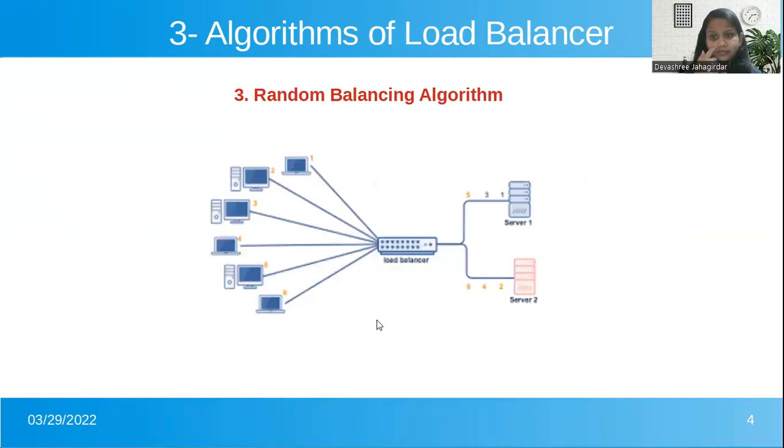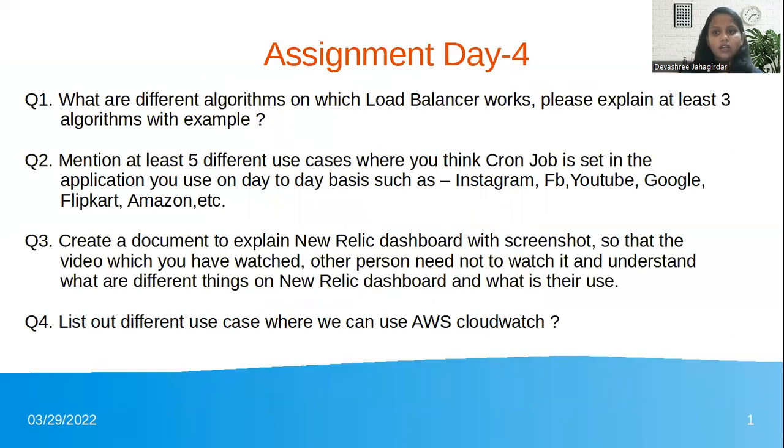Now moving to the random balancing algorithm. The name itself suggests the load balancer will forward the request to a random server, right? The load balancer uses a random number generator to generate a number, and then it sends the request to the server. So these are the 3 algorithms: round robin algorithm, least connection algorithm, and random algorithm.